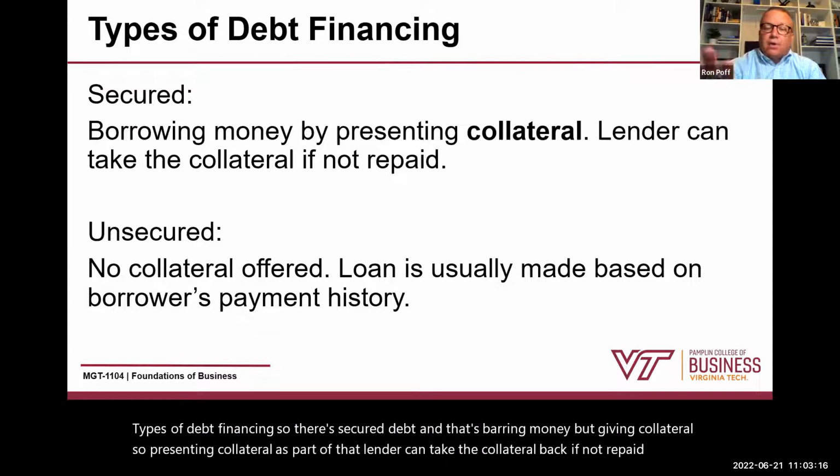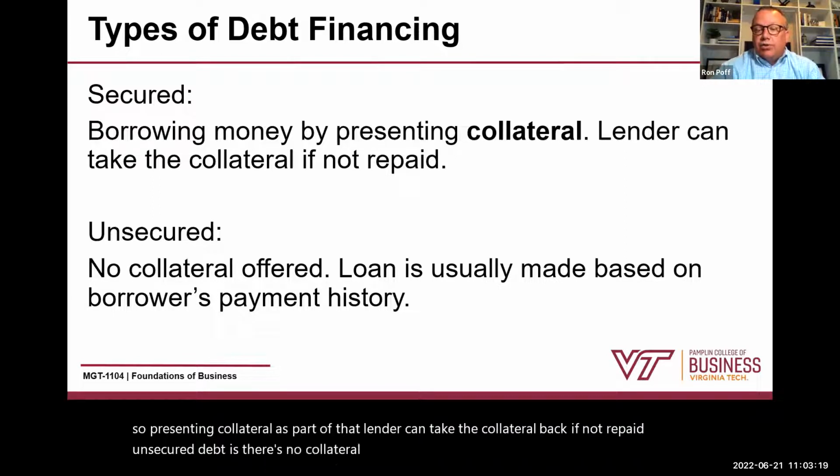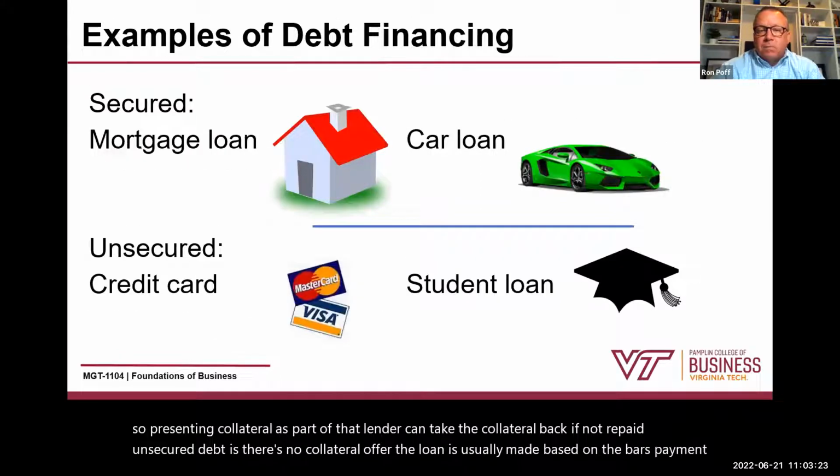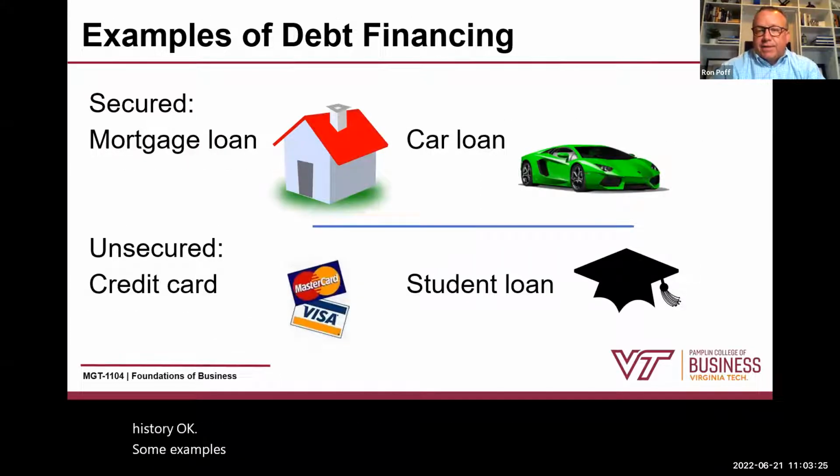Unsecured debt is when there's no collateral offered. The loan is usually made based on the borrower's payment history. Okay. Some examples of debt financing. So secured would be a mortgage loan or a car loan.